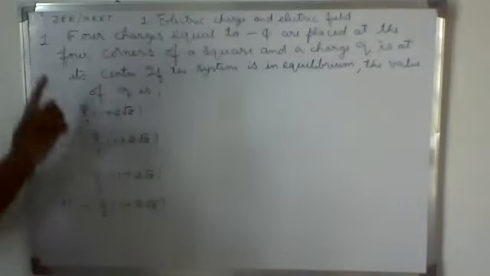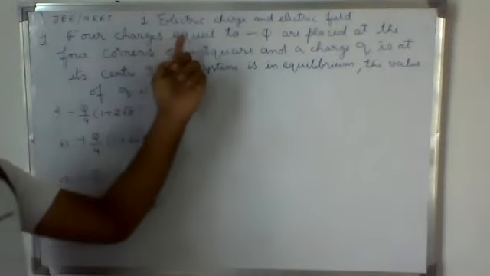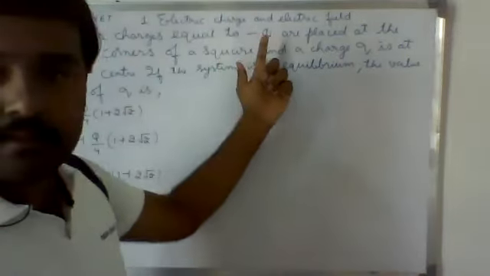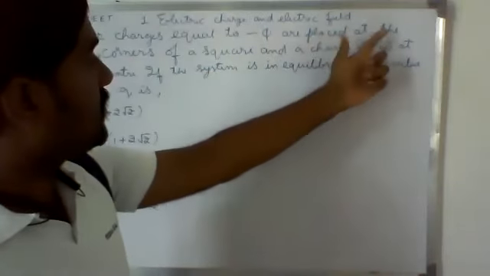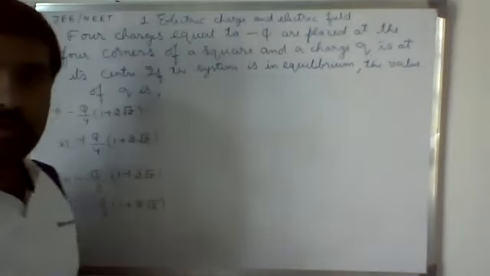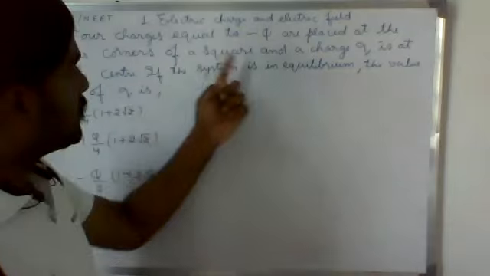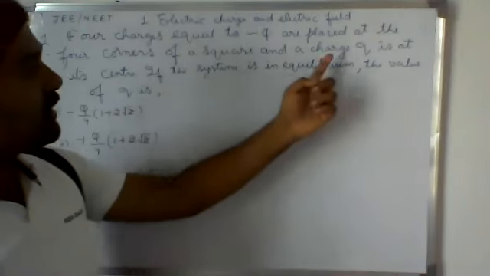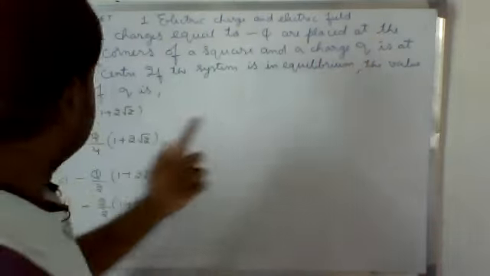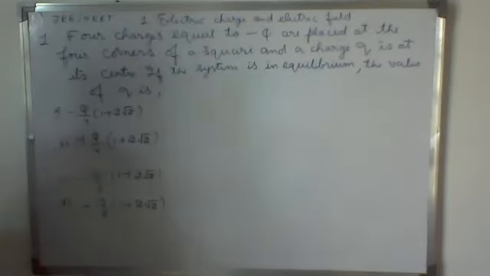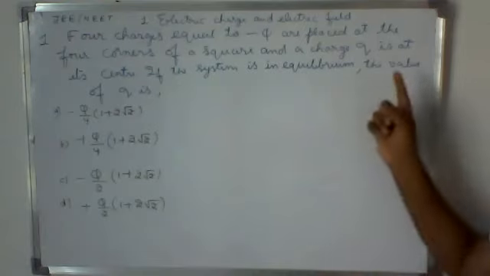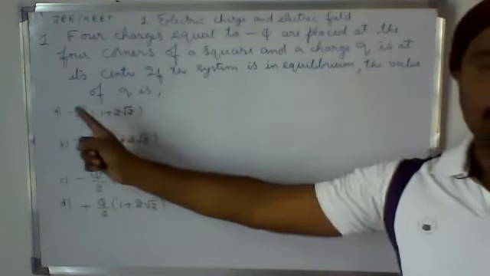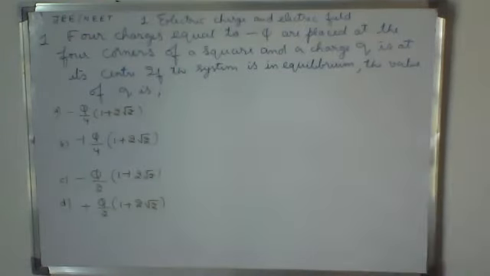Four charges equal to minus q are placed at the four corners of a square and a charge small q is at its center. If the system is in equilibrium, the value of small q is.